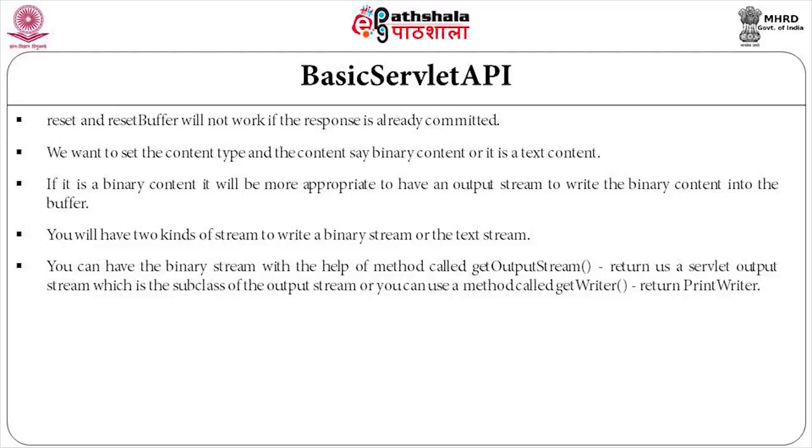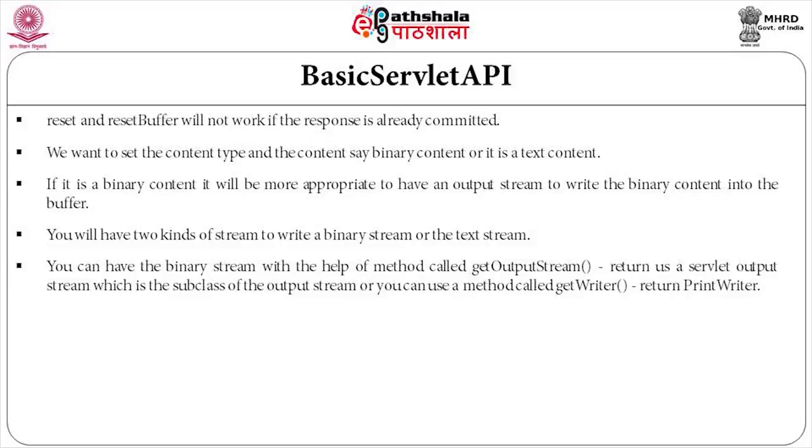Now, coming to the important part, the main thing: we want to fill some content into our buffer. For content, we might have selected a content type. The content type may be binary content or text content. If it is binary content, it would be more appropriate to have an output stream to be able to write the content. We have our background from Java IO, which indicates that we have two types of streams, the binary streams and the character streams.